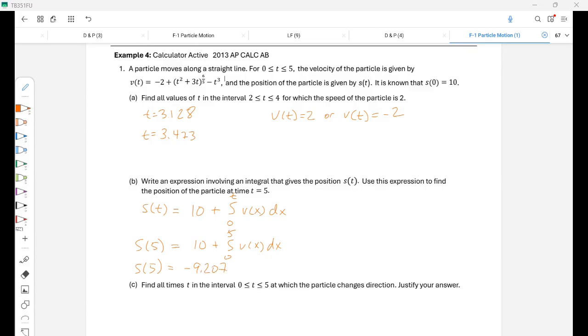And I think I've done everything that they've asked me there. I wrote an expression involving an integral to find position, and then I used it. This doesn't change. This is always how you're going to do it. If they give you velocity, integrating will find you the change in distance. So starting value plus the integral will give you exact position. Questions on that one?